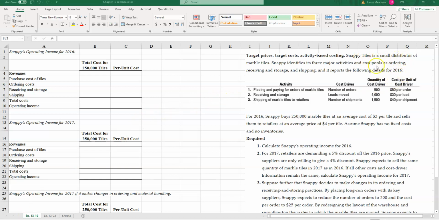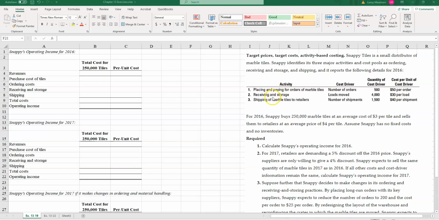Snappy Tiles is a small distributor of marble tiles. Snappy identifies its three major activities and cost pools as ordering, receiving and storage, and shipping, and it reports the following details for 2016. We have the activity of placing and paying for orders of marble tiles. The cost driver, or the allocation base, is the number of orders. The quantity of the cost driver we're going to incur in the next year is 500, and the cost per unit of the cost driver is $50 per order.